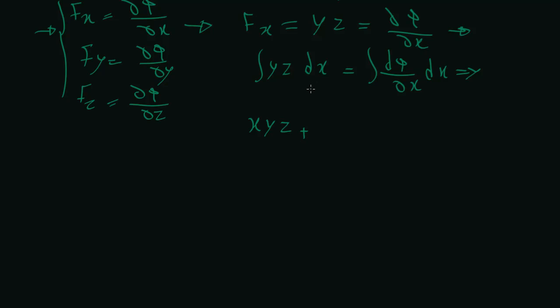Now here, because we are integrating with respect to x, the constant could be a function of y and z. So I would just write down g(y, z). This is a constant of the integral. In general, it could be a function of y and z because we are integrating with respect to x. And here it is equal to phi. So phi, which we are looking for, is equal to xyz plus an unknown function. But let's use the other conditions that we have to gain some insight on this unknown function.